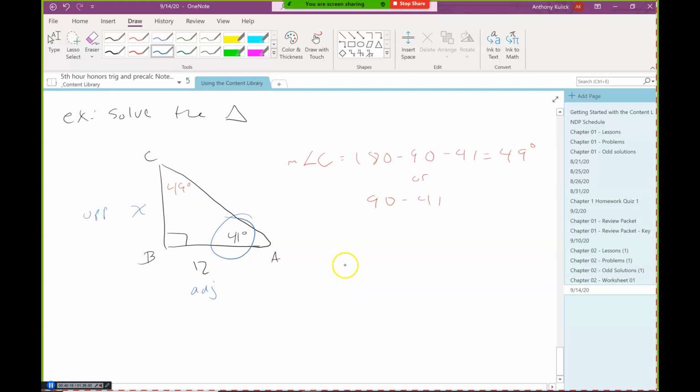So I'm going to use which trig function? Good. Tangent. So tan 41 is x over 12. And if I cross multiply and type that into my calculator, I should get about 10.431. Everybody okay there?